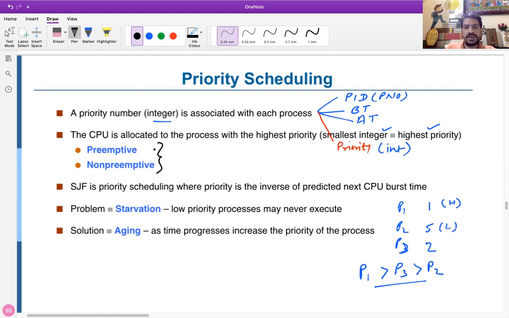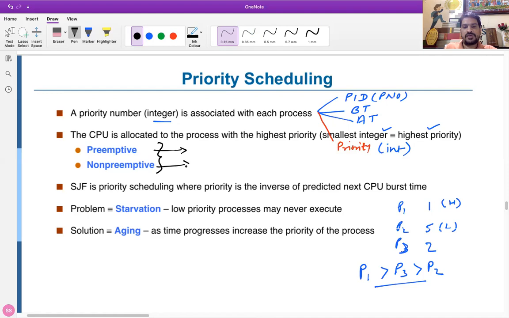We know the meaning of preemptive, right? The meaning of preemptive is if a process is executing in the CPU and a new process arrives in the ready queue which has a higher priority, the lower priority process which is running in the CPU will be stopped and taken back forcefully into the ready queue, and the new process which has the higher priority will be given to the CPU. That is called preemption, meaning forcefully we are deallocating the process and putting it into the ready queue.